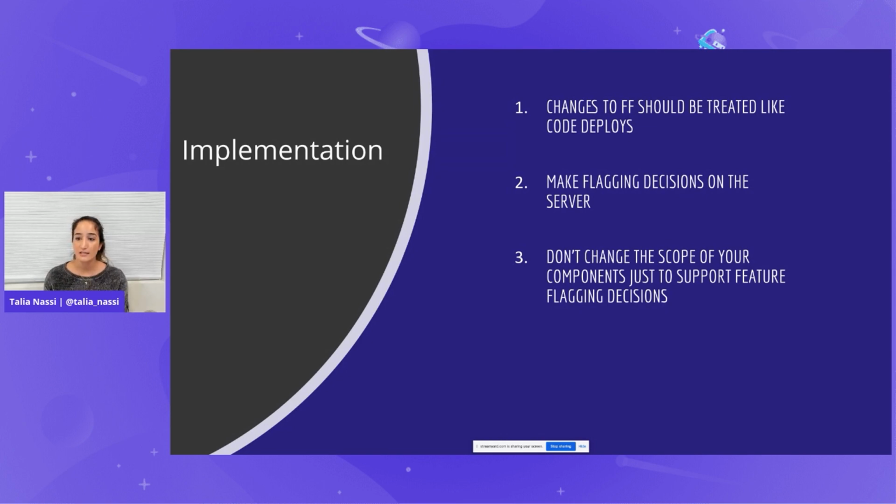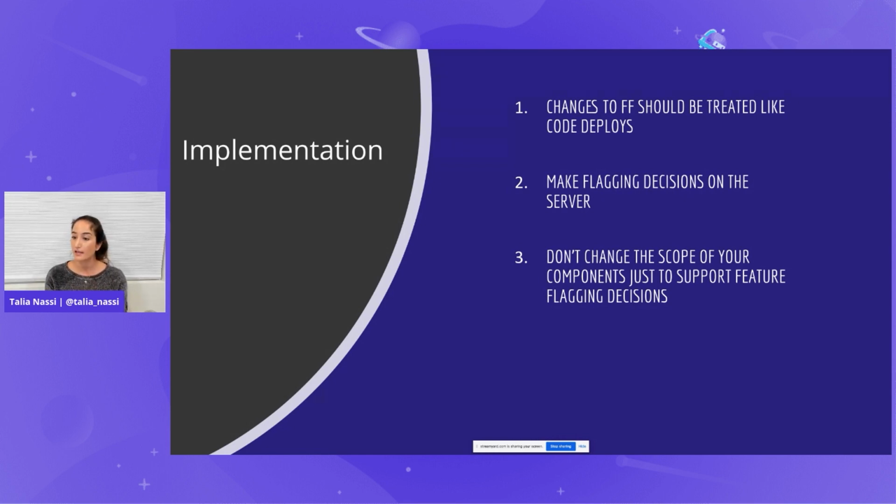It's also a good idea to move your flagging decisions to the server side rather than the client side. And this does 3 things. The first is that since single page applications are already making a server side call to render the data needed for the UI, you could make a call to the feature flag service at the same time so that one network call fetches all of the feature flag evaluations with the server side data.